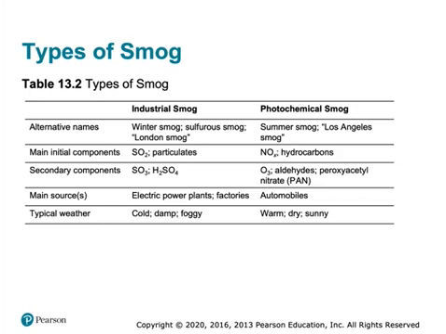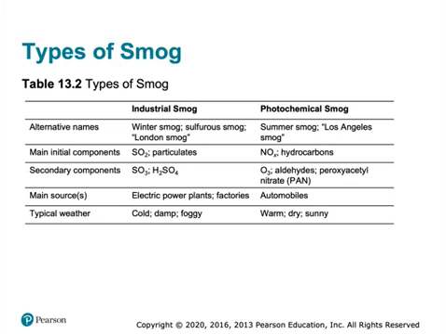For industrial smog, sulfur dioxide and particulates, just like the volcano makes for us. And then photochemical smog comes from nitrogen oxides and hydrocarbons. Industrial smog forms acid rain, and photochemical smog forms ozone, aldehydes, and peroxyacetyl nitrate, known as PAN.